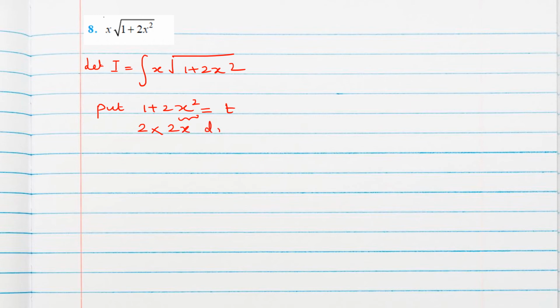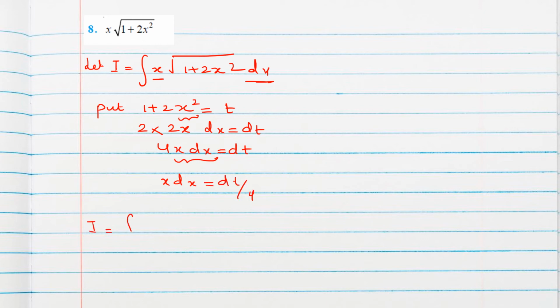Question number 8. Let the integral be I. Okay, so put 1 plus 2x square as t. Now differentiating, derivative of 1 will be 0, 2 as it is, derivative of x square will be 2x, dx is equal to dt. So 4x dx is equal to dt. But we have only x dx in our question. So this 4 we can transfer to the other side of the expression, dt by 4.